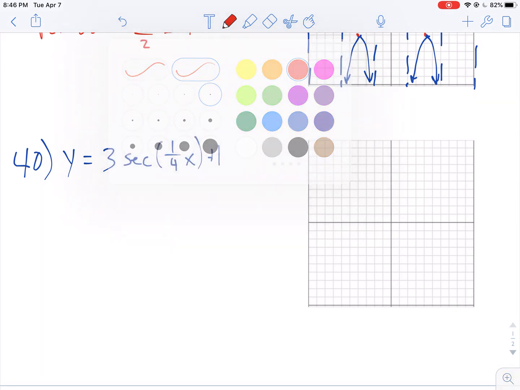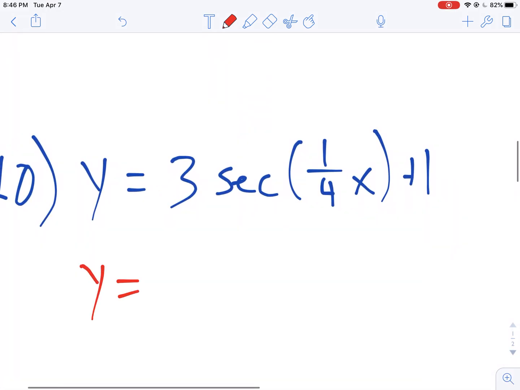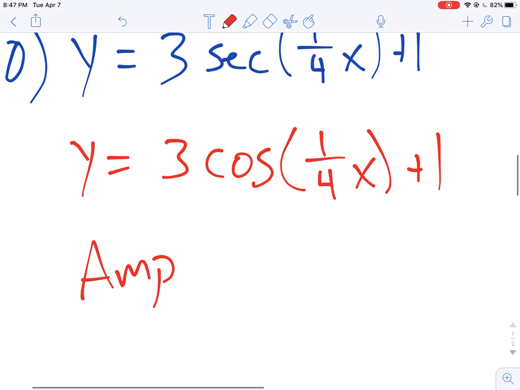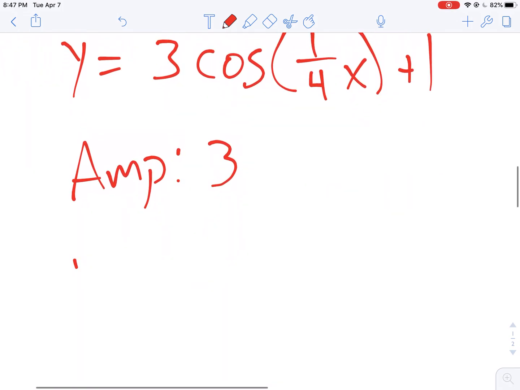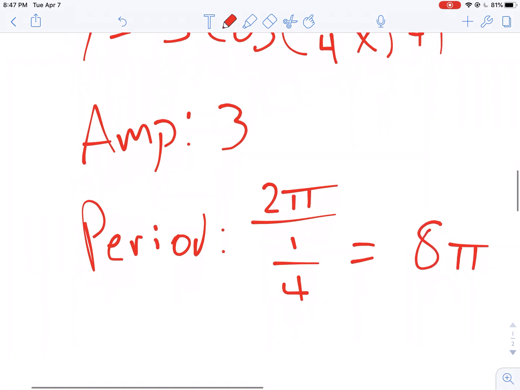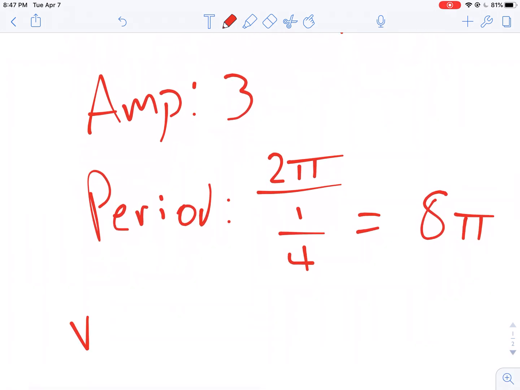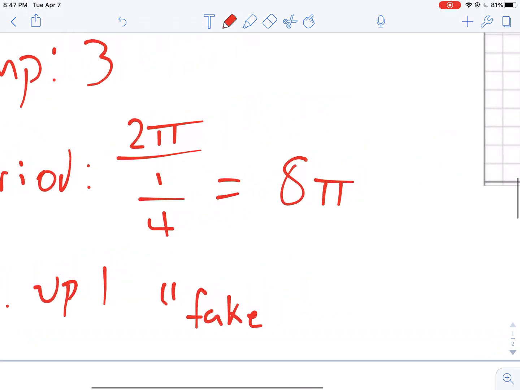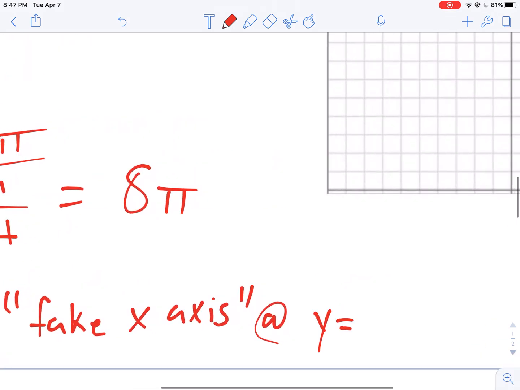Now this is the secant, so that means we are looking at y is equal to 3 times the cosine of 1/4 x plus 1. Amplitude is 3. Your period is 2 pi divided by 1/4, which means you're actually looking at 8 pi. And then you have this vertical shift up 1. So we're going to make a fake x-axis at y is equal to 1.